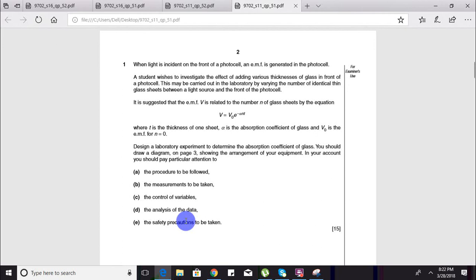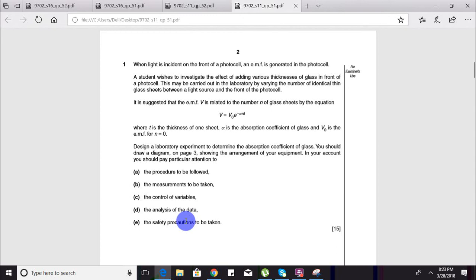What is the independent variable? That is going to be small n, that is the number of glass sheets, and the dependent variable is then going to be V, that is the EMF generated. And what is going to be the control variable? Stuff that needs to be the same, well, there is V naught, which is the EMF generated without any sort of hindrance, right? And obviously there are going to be other things, such as the intensity of the light that is coming from the source of light, right?